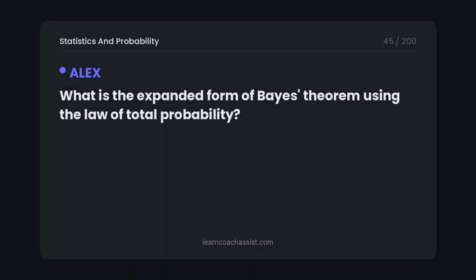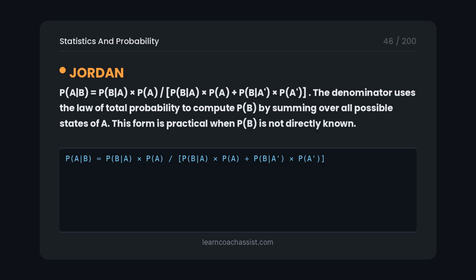What is the expanded form of Bayes' theorem using the law of total probability? P(A|B) equals P(B|A) times P(A) divided by [P(B|A) times P(A) plus P(B|not A) times P(not A)]. The denominator uses the law of total probability to compute P(B) by summing over all possible states of A. This form is practical when P(B) is not directly known.